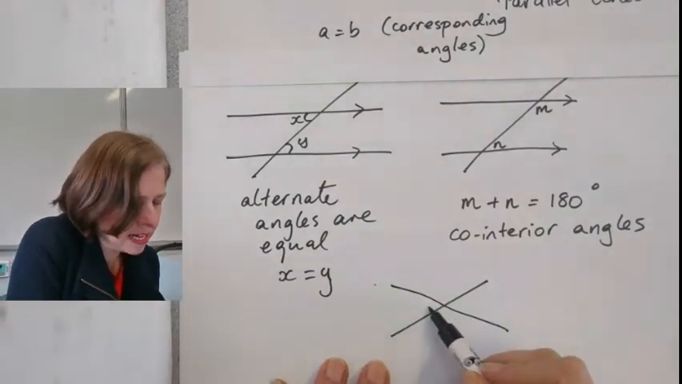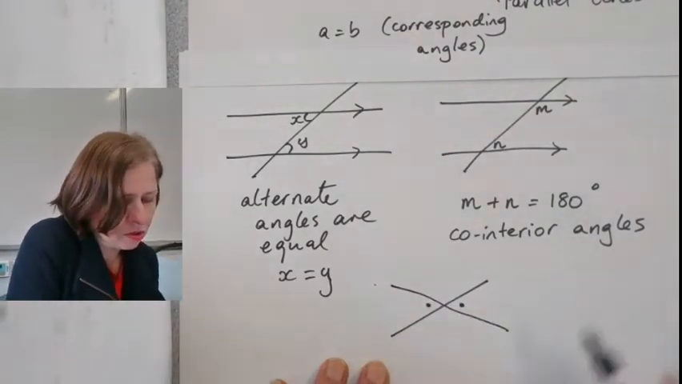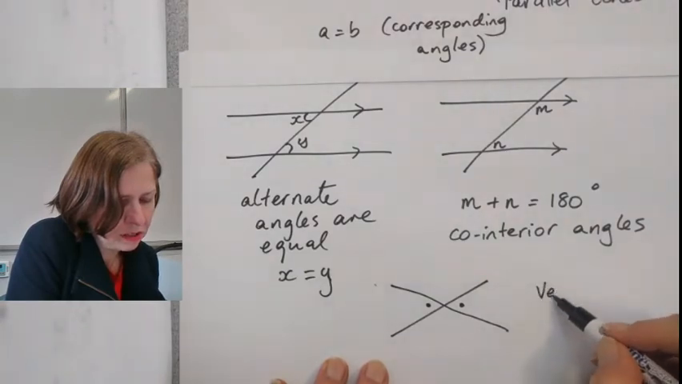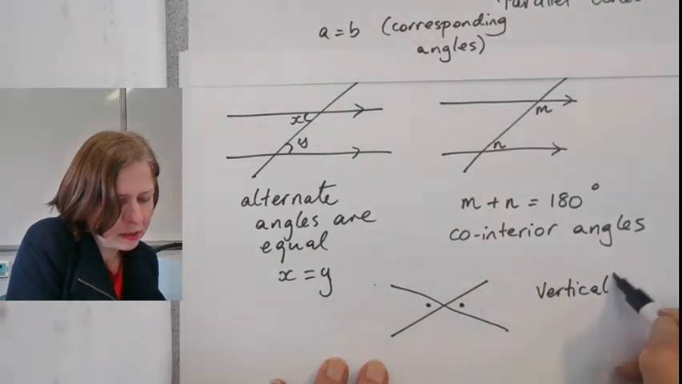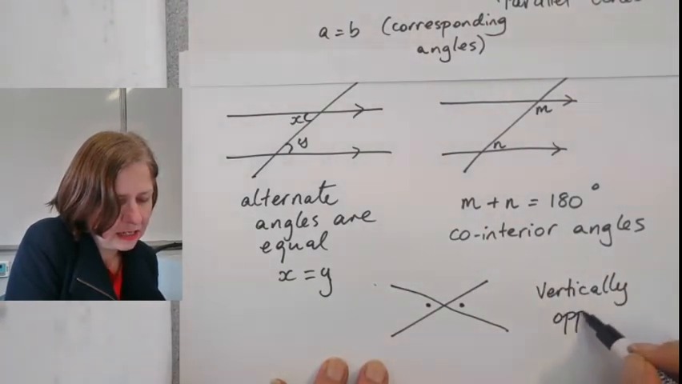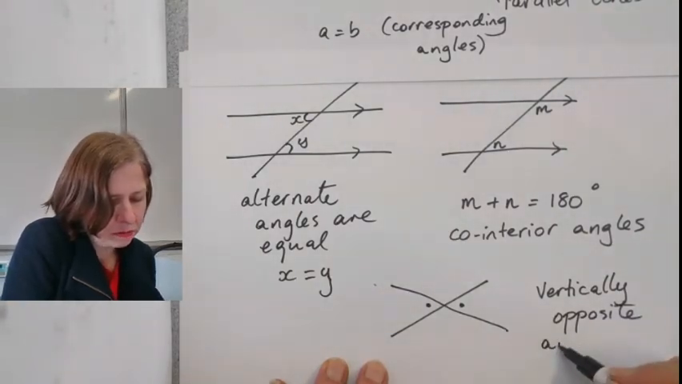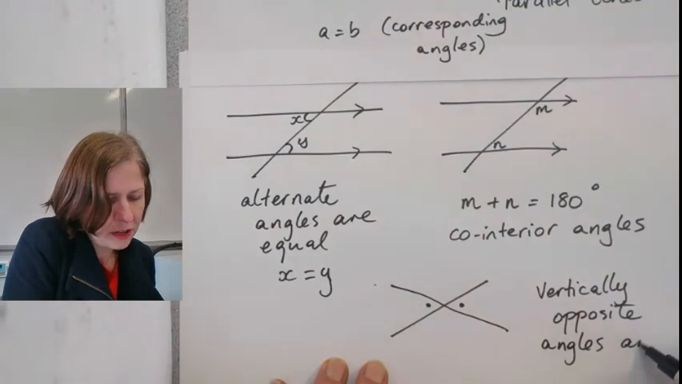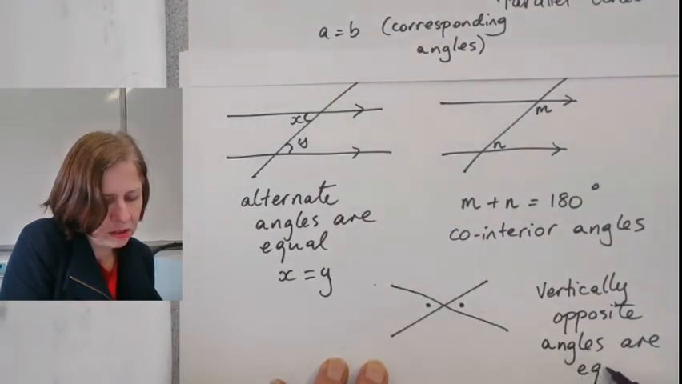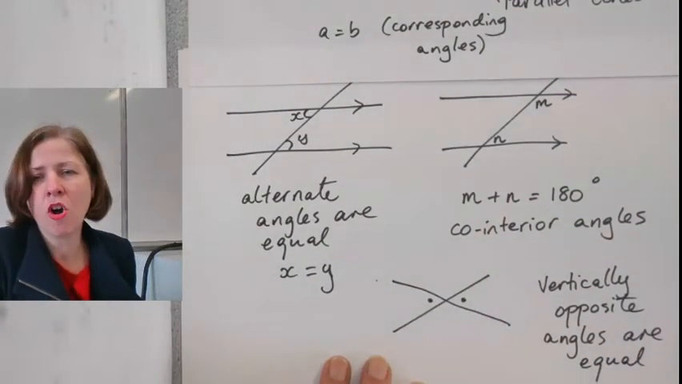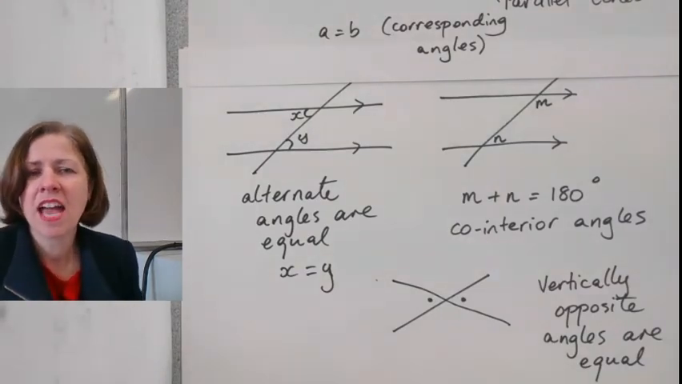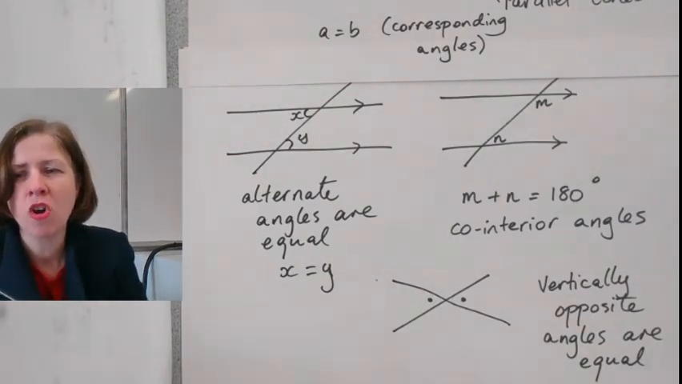The other angle term that you might want to revise is these two, and these are called vertically opposite. We don't need parallel lines for this, but they are equal. Whenever two straight lines cross, we have vertically opposite angles, and they are equal. So that's our quick revision on angles.